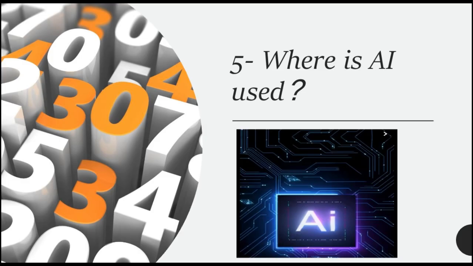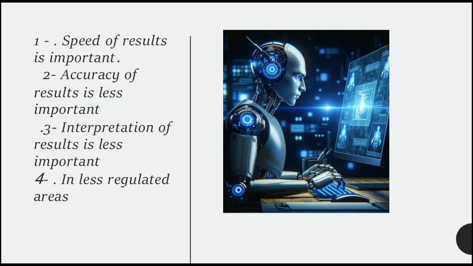Point number 5. Where is AI used? It is preferable to use AI in the following cases. Number 1. Speed of results is important. Number 2. Accuracy of results is less important. 3. Less importance of interpreting results. 4. In less regulated fields.